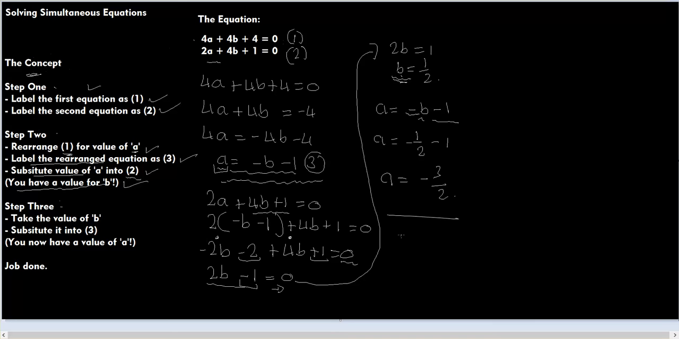So our answer is our values: a is equal to 3 over 2 and b is equal to 1/2. If you follow this guide over here to the left hand side of the screen, you should be able to solve any simultaneous equation using the substitution method.